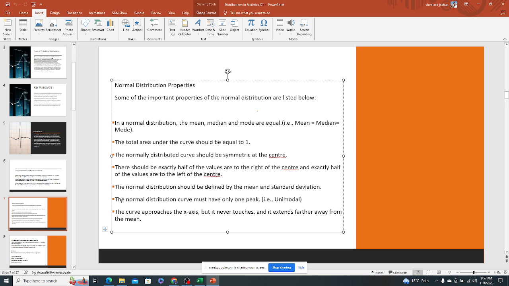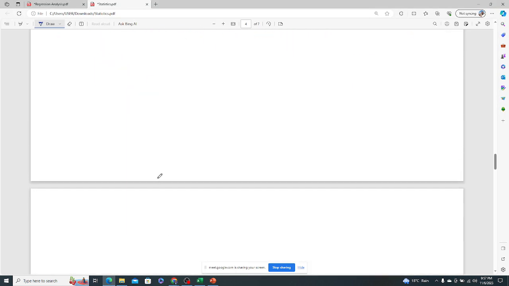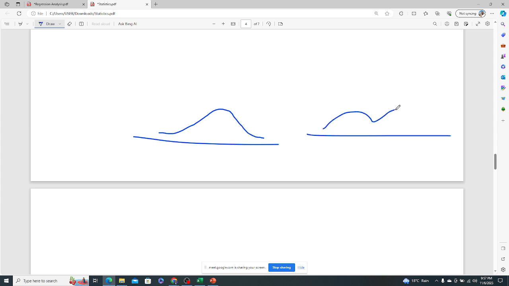All right, then the normal distribution curve must have only one peak. So for a normal distribution, it should have only one peak, not many peaks.